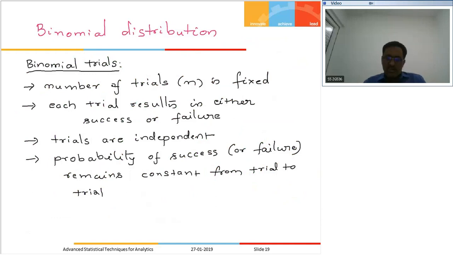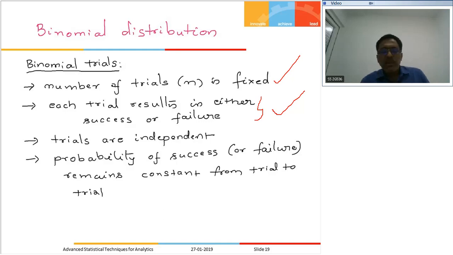Now we'll quickly go through when a situation follows the binomial distribution. Some points. One is that the number of trials is fixed, like n equal to 10, that is, the coin is tossed 10 times. The second one is that each trial results in either a success or a failure. Every trial, you get either head or tail. Head is maybe what you are looking for, so head is success and getting a tail is a failure. So every trial must result in either a success or a failure.